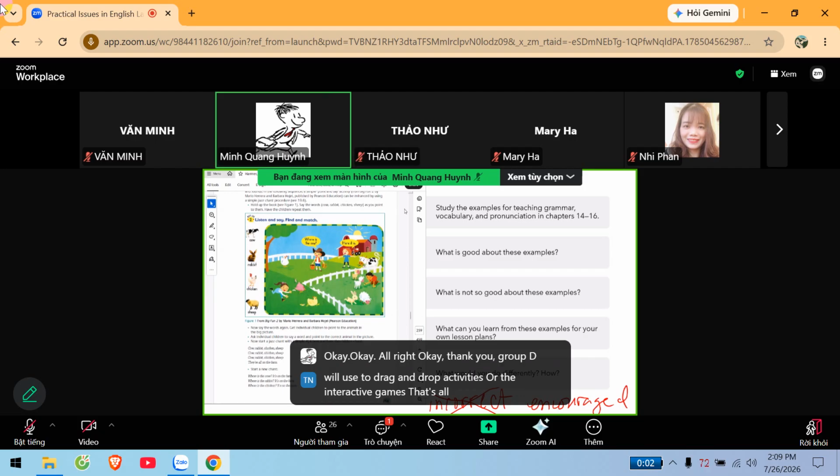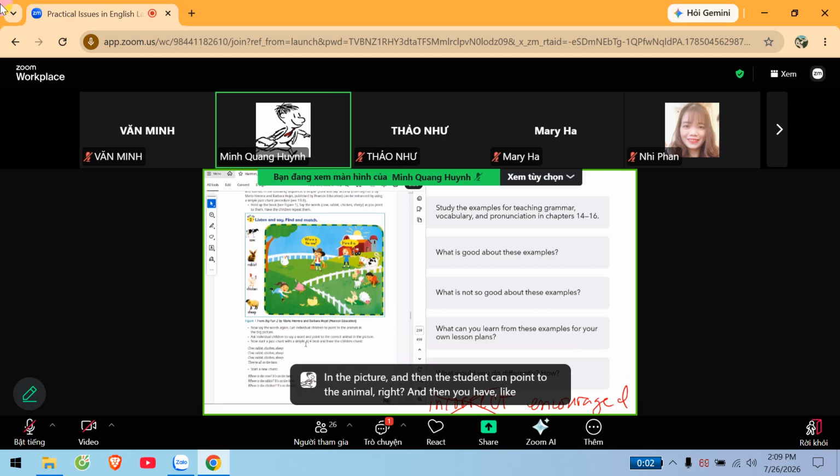All right, so we see here another interesting example of how to teach vocabulary. You have a little bit of everything in here. You have the interactive board where you can see the animals in the picture, and then the student can point to the animal, right? And then you have a jazz chant so that they can practice pronouncing the names of the animals here. And Group D also showed us some of the things they would do differently, according to the different levels of the students.